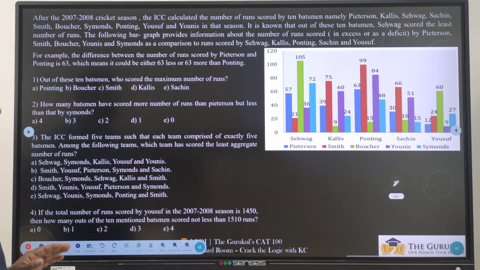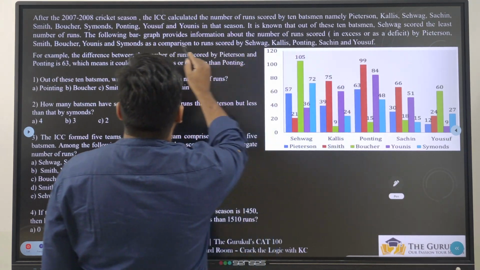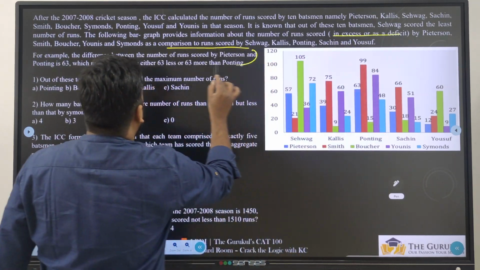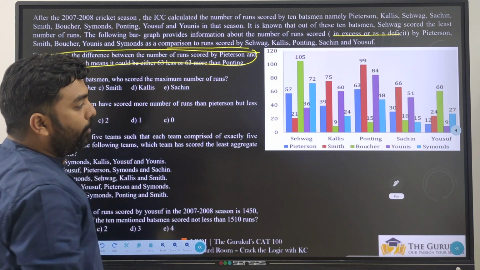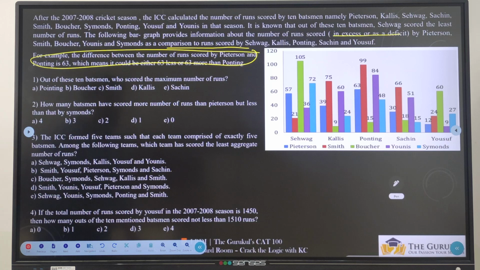Perfect. The best thing about the questions in CAT is they will give you how to read the question also. If this information is not given, if they just tell you the following bar graph provides the information of the number of runs in excess or deficit in comparison to the people, and did not mention this, there is every possibility we will assume Peterson got 57 runs more than Sehwag. But it is not that. It can be 57 less or 57 more. Excess or deficit. That is the best part of this question.